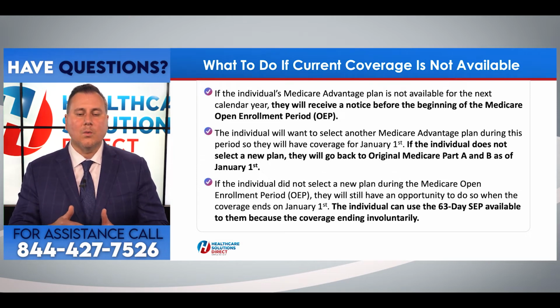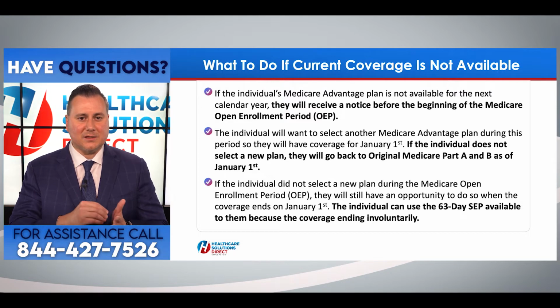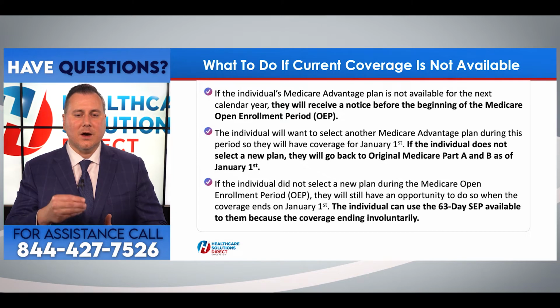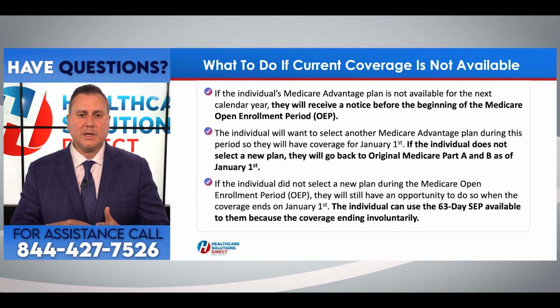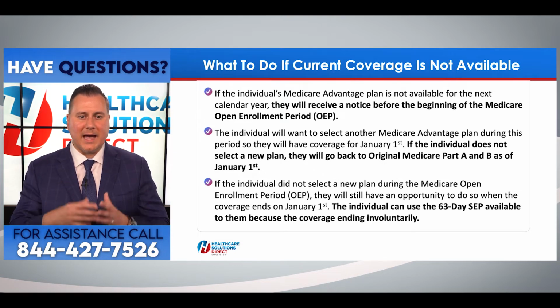So the individual will want to select another Medicare Advantage plan during this period so that they'll have coverage for January 1st. If the individual does not select a new plan, they will go back to original Medicare Part A and B as of January 1st. Let me repeat that. If your Medicare Advantage plan is no longer available for the next calendar year, during the Medicare open enrollment period, if you do not make any changes, you don't change to a different plan, on January 1st, you will revert back to Medicare A and B as your insurance.